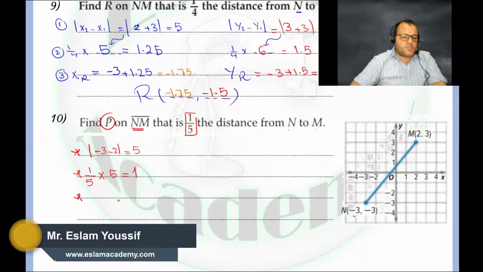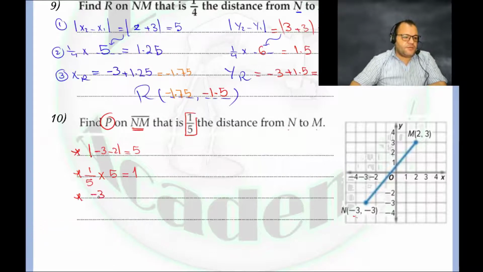The third step, you will start from N, which is negative 3, and add 1. Negative 3 plus 1 equals negative 2. So the X coordinate of point P will be negative 2.